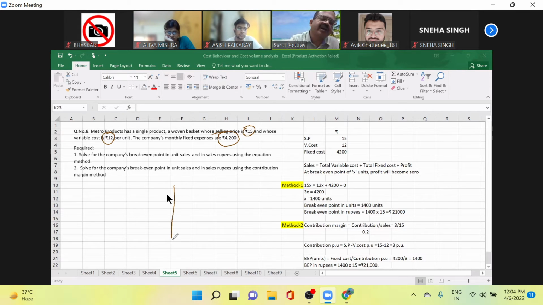If I put it here in a graph, my fixed cost, this is my rupees, and this is volume. When volume is 0, still fixed cost is 4,200. Fixed, no? So when volume increases 100, 200, 300, fixed cost remains same, 4,200.